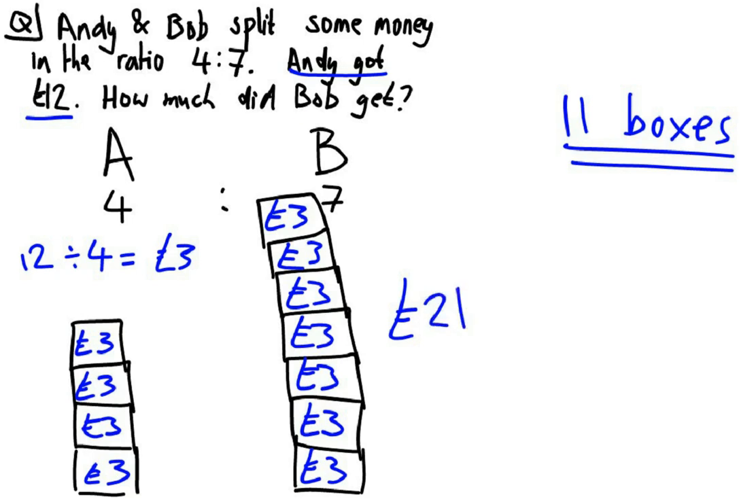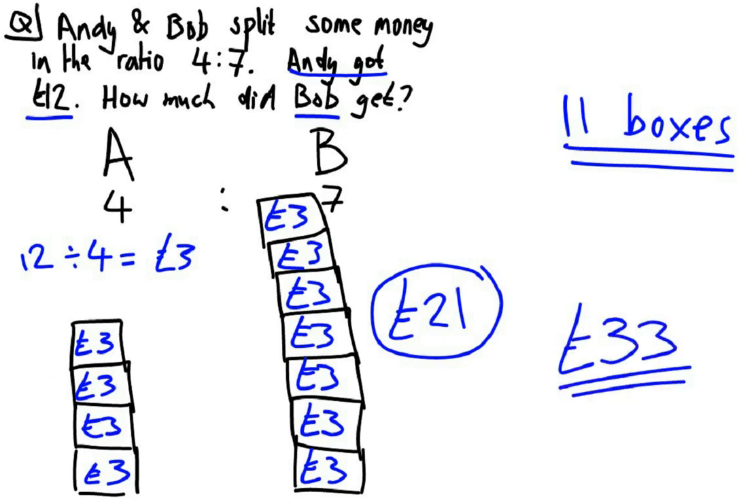The question asked, how much did Bob get? Bob got £21. And if we were to add up the amount Andy got, 1, 2, 3, 4 times 3 is 12, and 21, if the question asked us how much money did they share in total, you could just do the £21 plus the £12, and that would give me £33 in total. However, you've got to be careful and answer the question that is given to you.